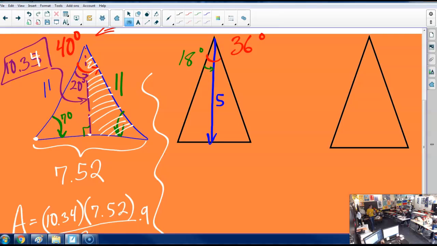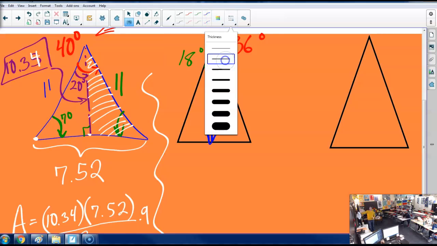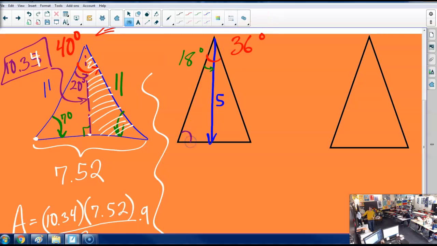You can use 36 to get your base angles down here, but when we go to do the trig, we're not using 36. We'd be using one of these angles or 18, because you use the right triangle, not the isosceles triangle. So use 36, 180 minus 36 is 144, half is 72.